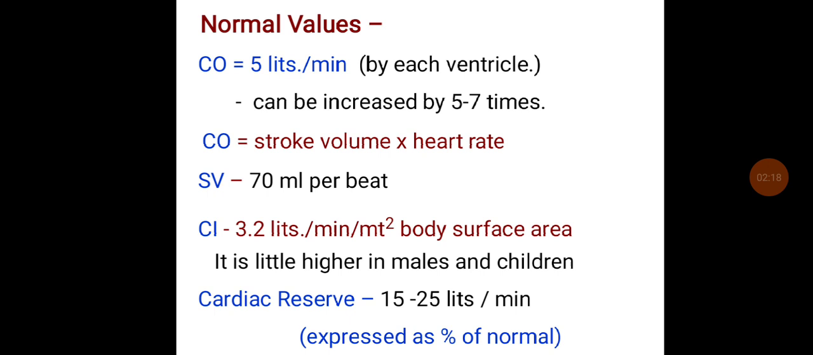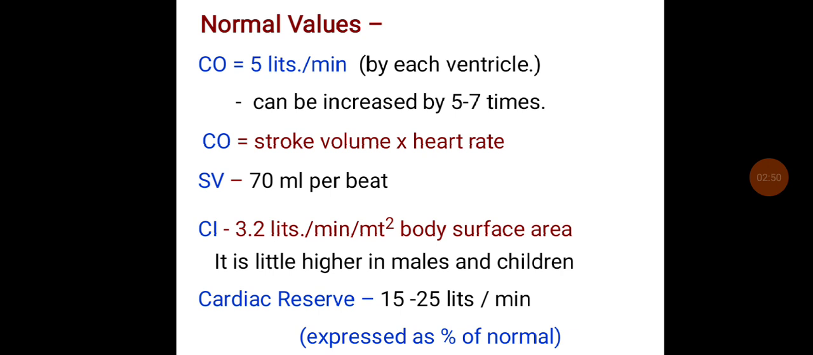Coming to the normal values, cardiac output is around 5 liters per minute for each ventricle, and it can be increased by 5 to 7 times. Cardiac output can also be written as stroke volume times heart rate, where stroke volume is around 70 ml per beat. Around 70 ml of blood is pumped with each beat.